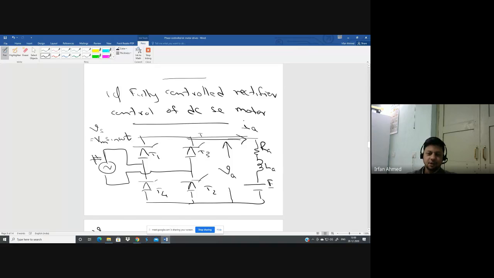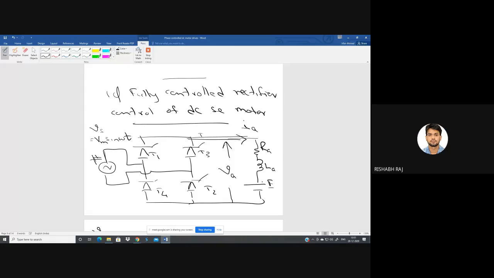Okay. In steady state, what is the component of armature current because of the AC source? If there had been no thyristor, suppose, then how much would be the armature current because of the AC source? I'm applying the superposition principle here. I'm short circuiting the DC source. Then how much will be the current flowing because of the AC source? You forget about the thyristors, you forget about E. How much is the current then?